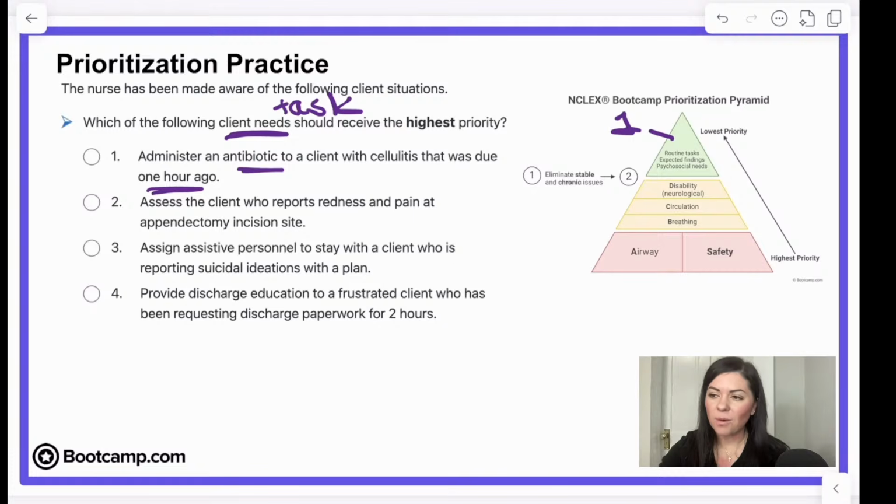But it's just 1 hour. This patient is most likely not going to have any type of life-threatening complication if we don't administer it right now. So far, that's not looking like the best task.